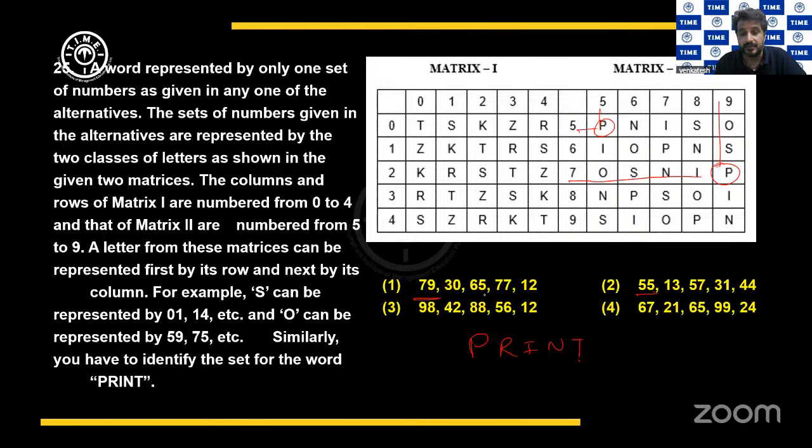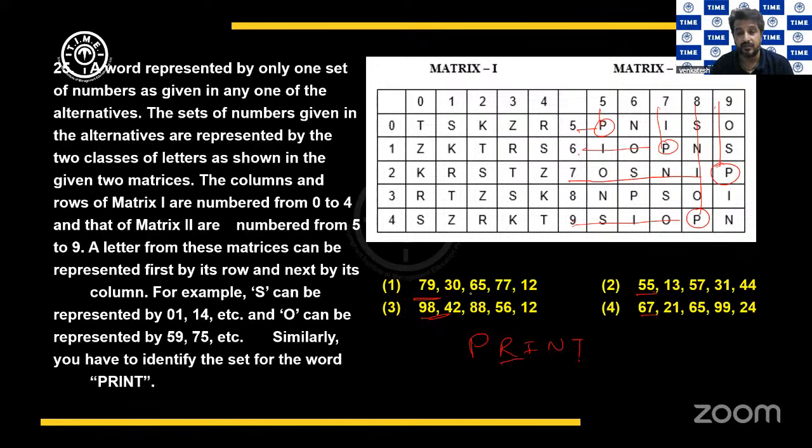Next, 98. 98 is also P. Okay. 67. It is also P. So all the options satisfy the condition for the first letter. So go to the next one.